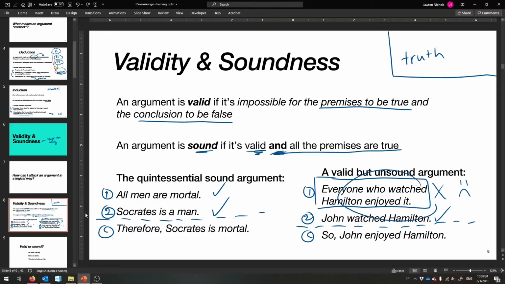So in a world where these were both true, then yeah, it's totally true that John enjoyed Hamilton, but we're not in that world, probably. Okay. So, that is validity and soundness. And now it's time for you to try.